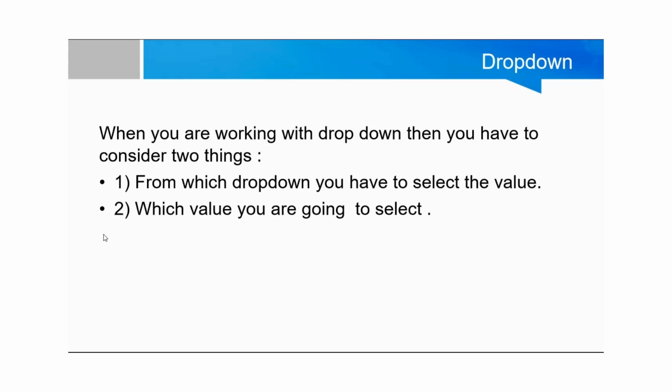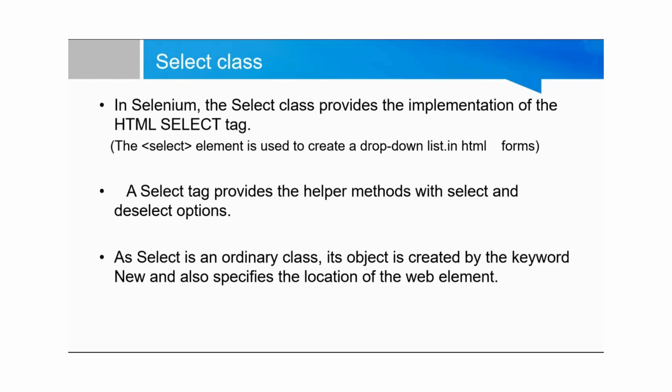Okay, so when you are working with drop down, there are two things you have to consider. Like from which drop down you have to select the value, because 2 to 3 drop downs are there in the form, depending upon that form's functionality. So first we have to decide from which drop down you have to select the value and which value you are going to select. Then next, now in Selenium, how to select that value.